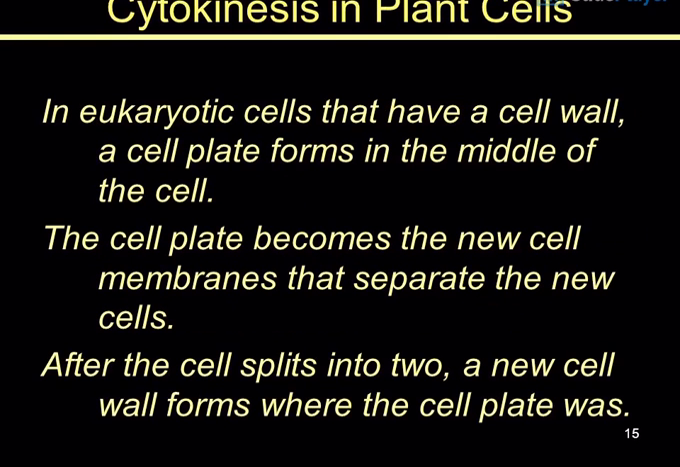Cytokinesis in plant cells. In eukaryotic cells that have a cell wall, a cell plate forms in the middle of the cell. The cell plate becomes the new cell membranes that separate the new cells. After the cell splits into 2, a new cell wall forms where the cell plate was.